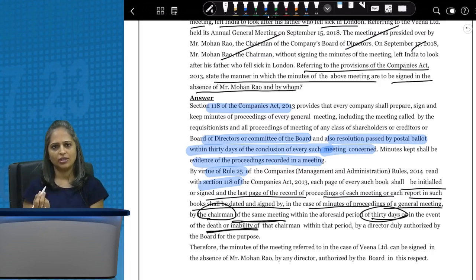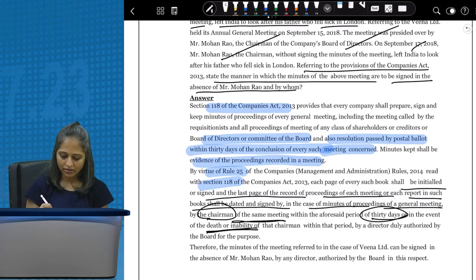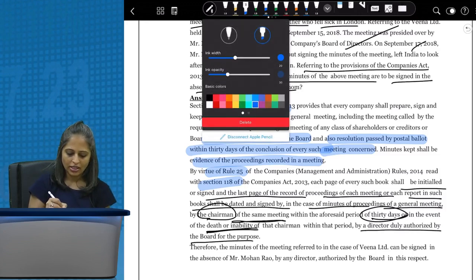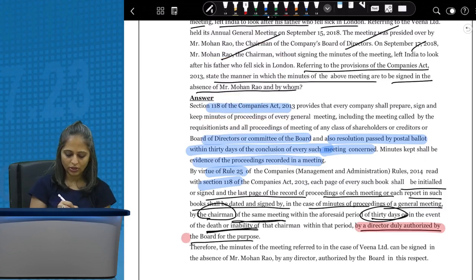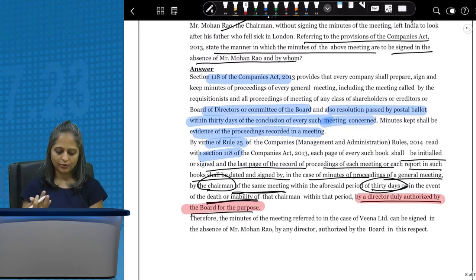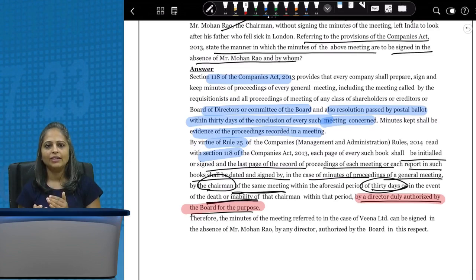In this case he has left, but even if he dies and is not able to do that, within that period a director duly authorized by the board for the purpose can sign. So who will sign it if the chairman is not there? It will be signed by the director duly authorized by the board for that purpose. Therefore, the minutes of the meeting referred to in the case of Veena Limited can be signed in the absence of Mr. Mohan Rao by any director authorized by the board in this respect. Is it clear?